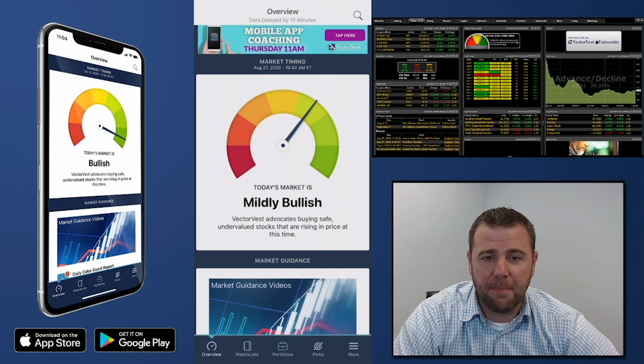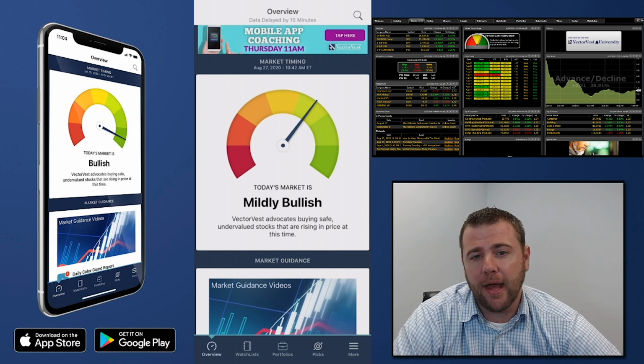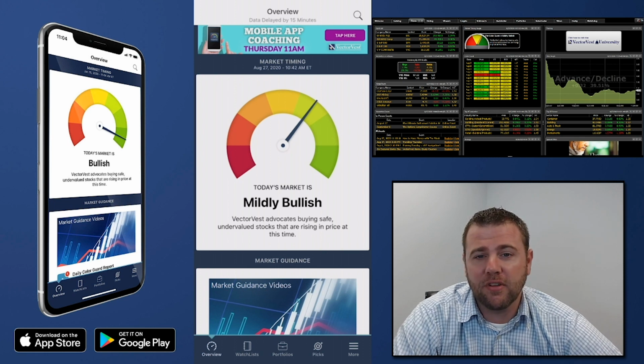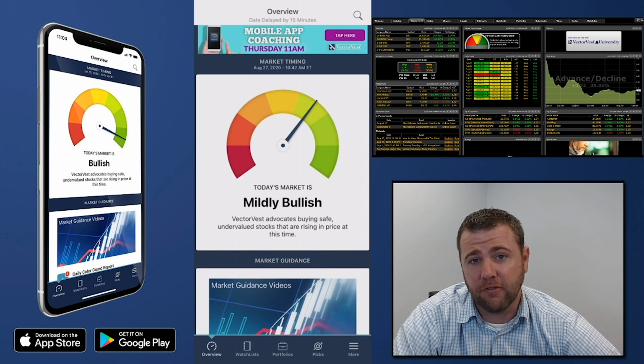Today we've got a topic that is typically overlooked by a lot of people, especially new users, because there are some real hidden gems inside the mobile app that people don't realize are there. So we're going to talk about some of those today, show you a few tips and tricks on where you can find those features, how you can utilize them to make some money for yourself in the market.